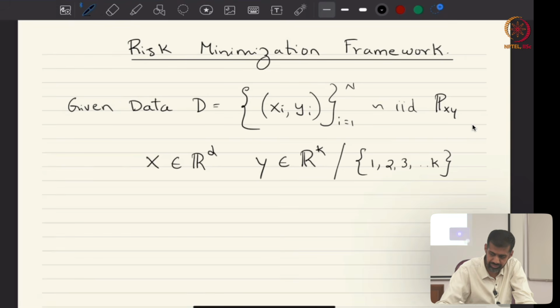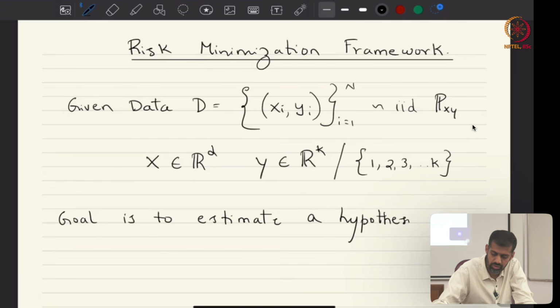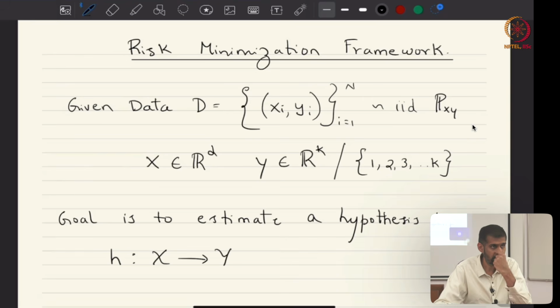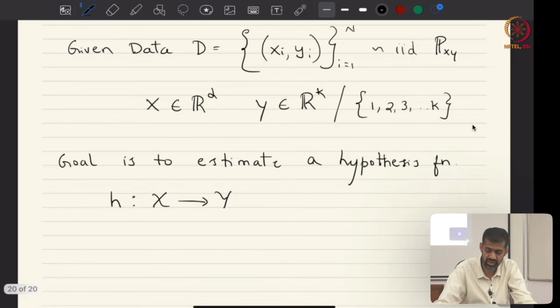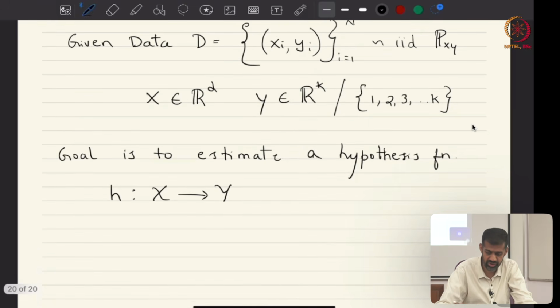Okay. The goal is the following. The goal is to estimate a hypothesis function h, which is a function that operates on x and maps to y. There exists a function called the hypothesis function that takes elements of x and maps it to y. That is what we define a hypothesis function as.